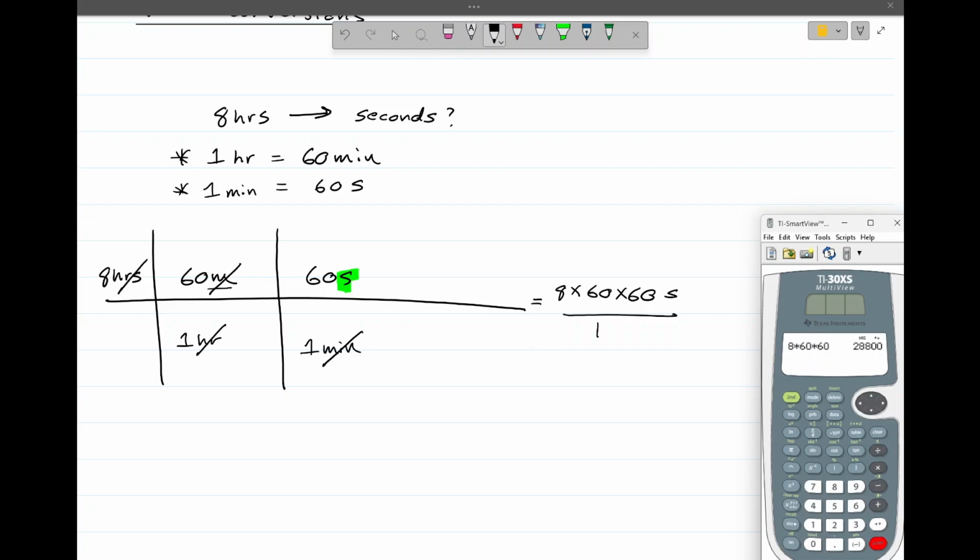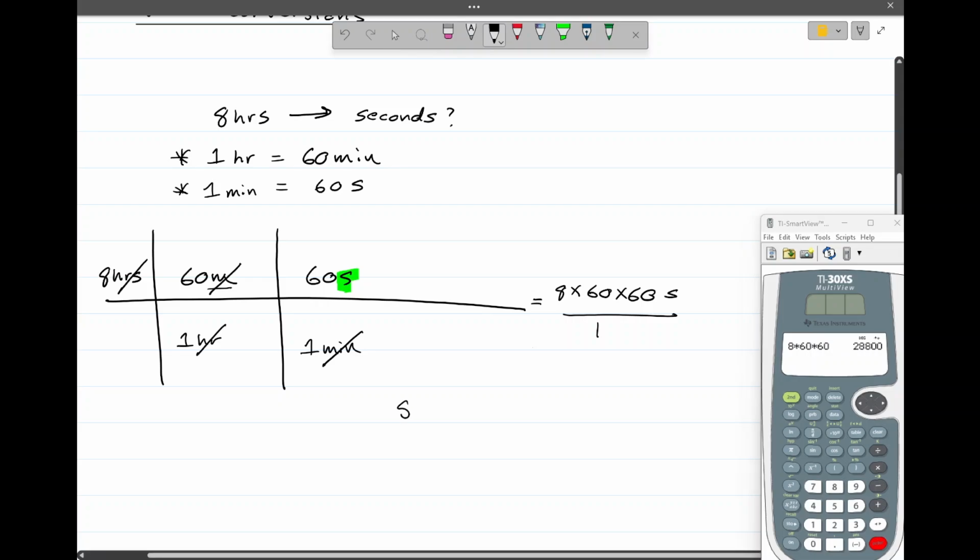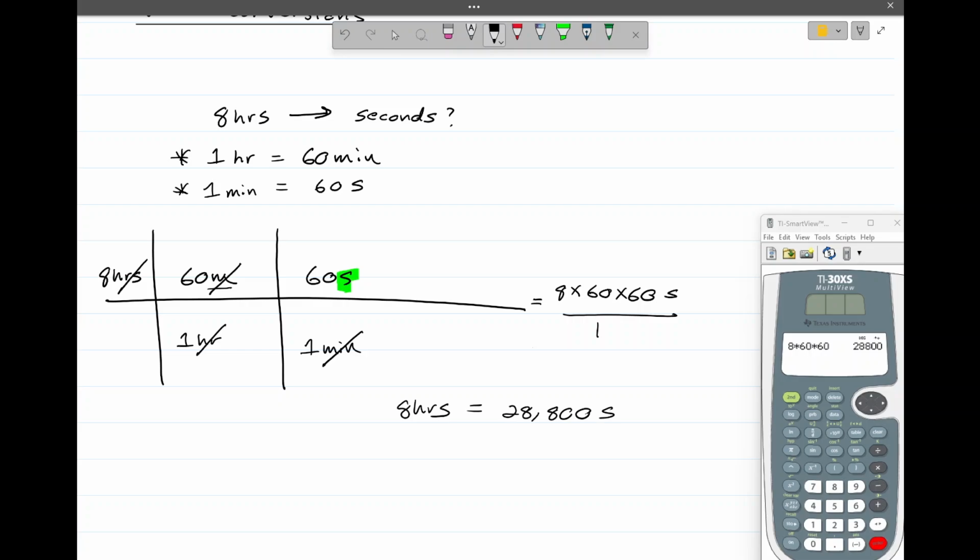All right, so if I do this on my calculator, 8 times 60 times 60 equals 28,800. So I know that 8 hours equals 28,800 seconds.